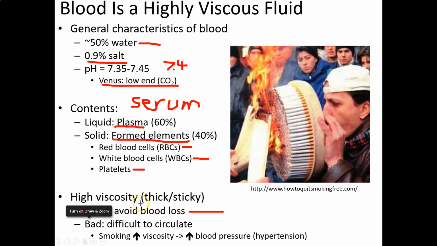So, the viscosity of blood being thicker and stickier is good because that helps us to avoid blood loss if we have injury or cuts or things like that. But it's bad if blood becomes too difficult to circulate. Okay? And so the word that we're really looking at for the thickness is viscosity. And one of the problems with smoking is it increases the viscosity of the blood. And we'll see later in the cardiovascular section that as we increase the viscosity of blood, that increases the blood pressure, and that often leads to hypertension, things like that.